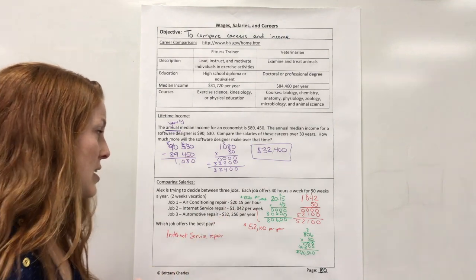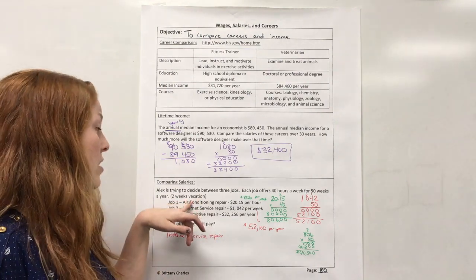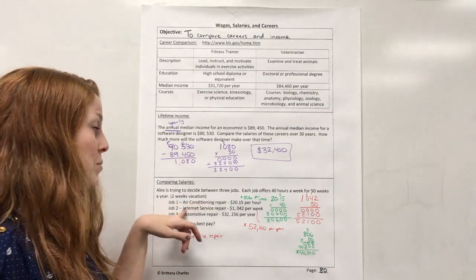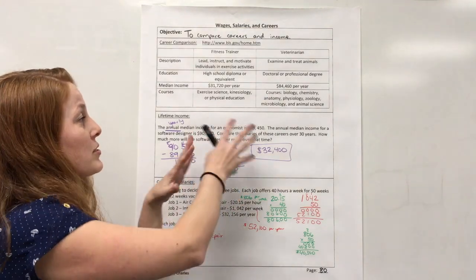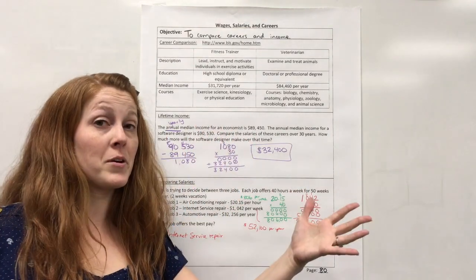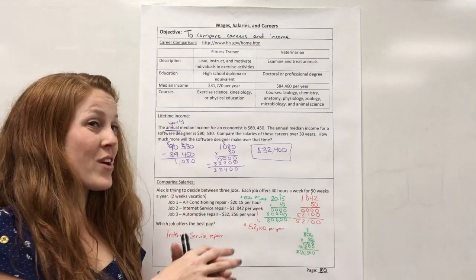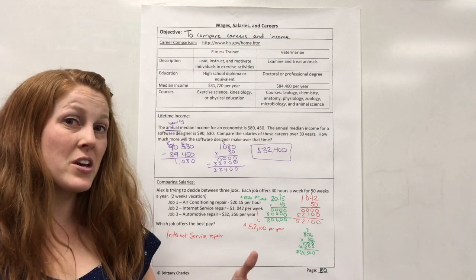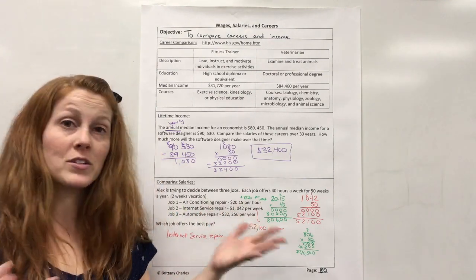So now we can see that the least pay would be as an automotive repairman, then the air conditioning repair, and then the highest would be internet service repair. Okay, so basically just make sure you're able to compare salaries over an expanded period of time, and make sure you can also compare income, whether I give it to you by the hour, the week, or the year, so that you can see which one's the better deal or makes the most, or vice versa.